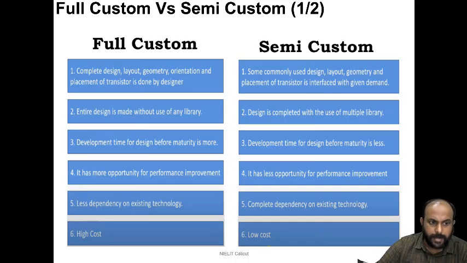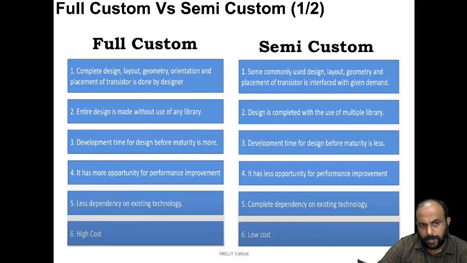So in full custom design, the entire design is made without use of any standard library. You are basically creating everything from the scratch, I told, and that forms your library element. Whereas in the case of semi-custom, the design is completed with the use of multiple libraries. Okay. So obviously, development time, the design cycle, the time taken for the design process to mature will be very high in the case of full custom, whereas it is relatively lesser. The maturity time period of the design would be relatively lesser in the case of semi-custom.